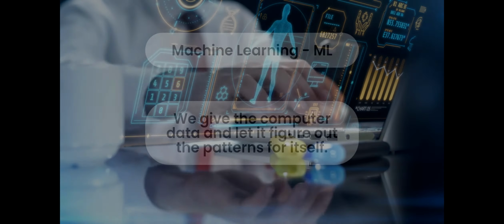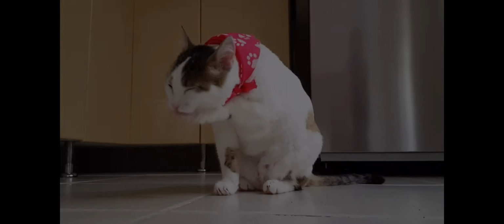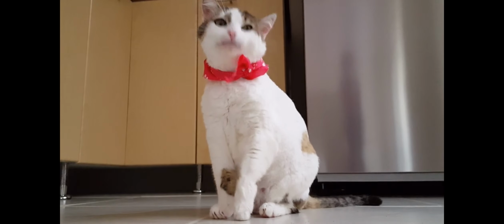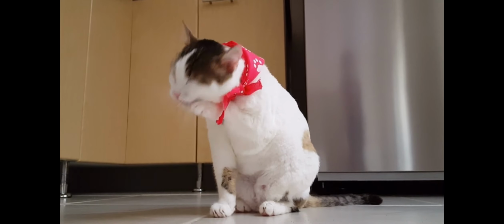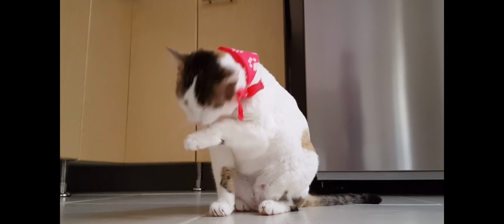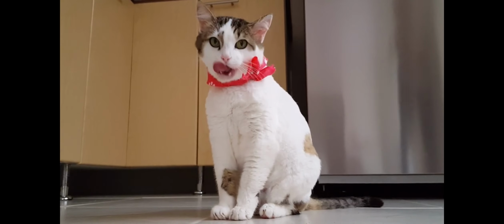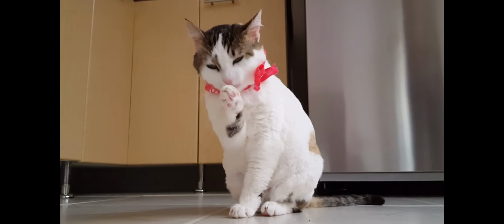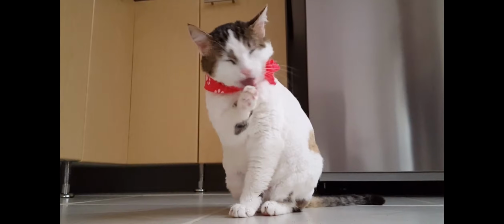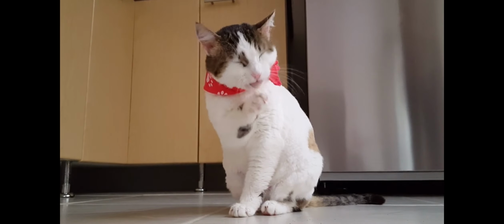Think about teaching a toddler what a cat is. You don't list every single rule. That cat must have pointy ears. All cats have whiskers. Cats have 4 legs, and cats like to purr sometimes. You just show them lots of pictures of different cats. Eventually, their brain learns the general pattern of catness. Machine learning lets computers do something similar.